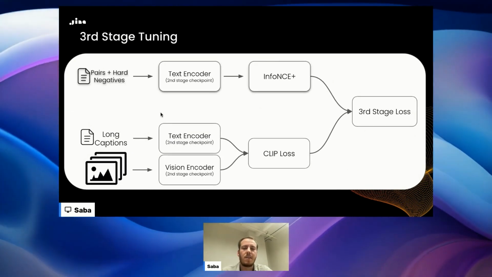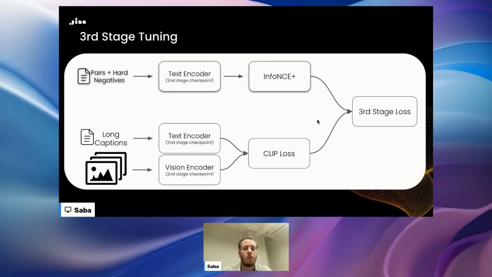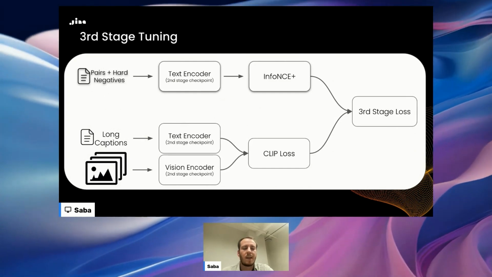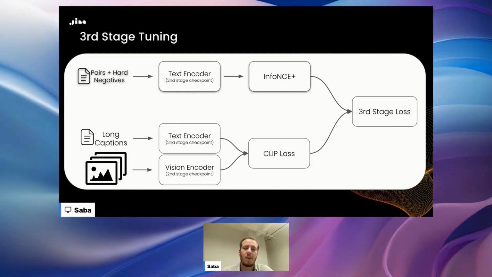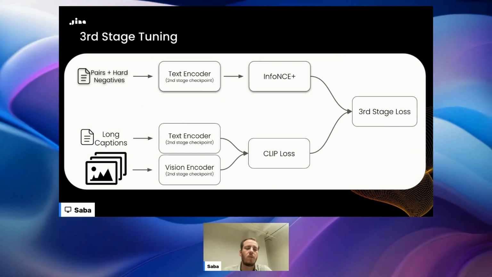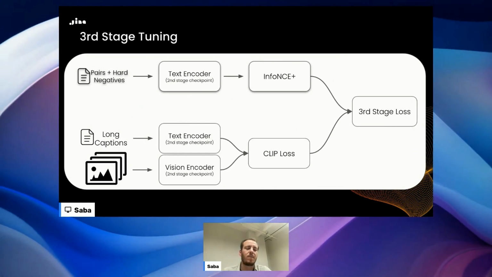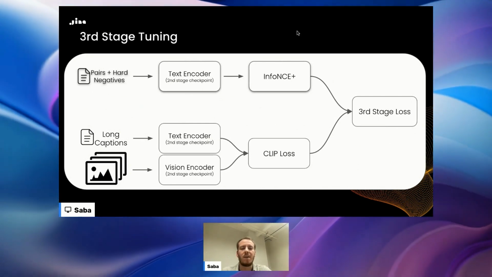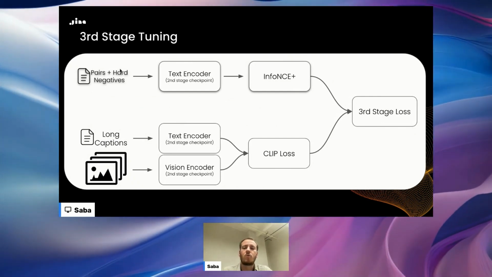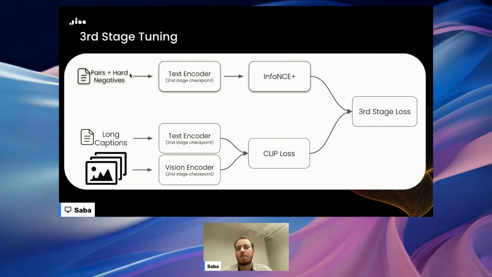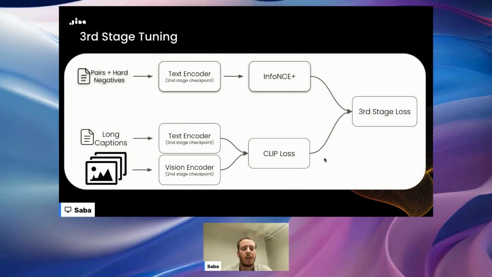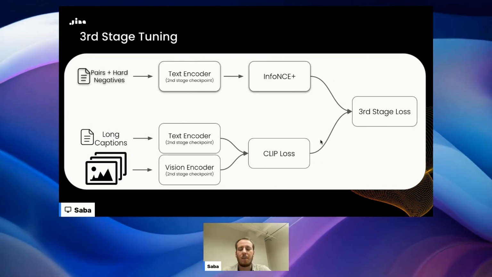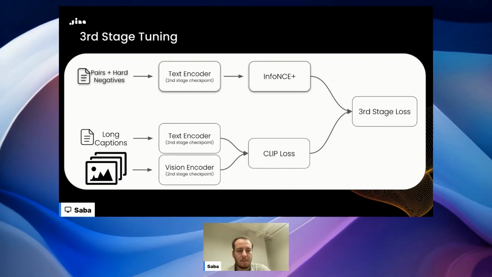And for the third stage, all the previous methods were unsupervised, but now, for our text encoder to get better text-to-text capabilities, we needed to do supervised training. That's why we use the pairs plus hard negatives. For the multimodal image-text pairs, the dataset remains the same.